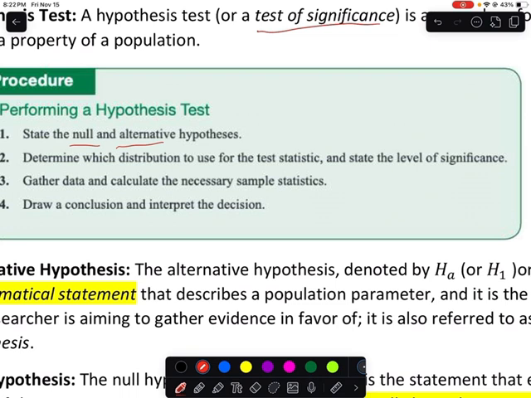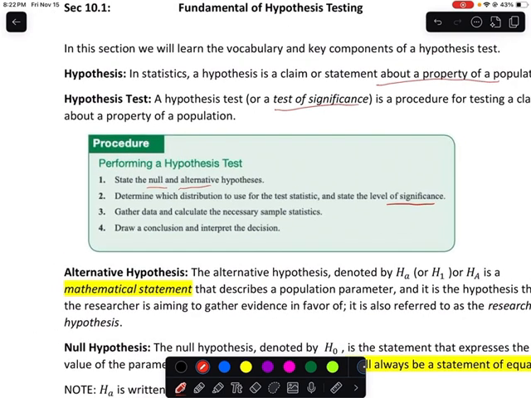Now for the distribution, mainly we have done the normal distribution, and now at the end of this chapter 10 you will learn something we call the chi-square distribution. So whether we are using the normal or the chi-square, you can mention that and then state the level of significance. Now what is the level of significance? That will also come in the definition later, but this is something we have already seen before.